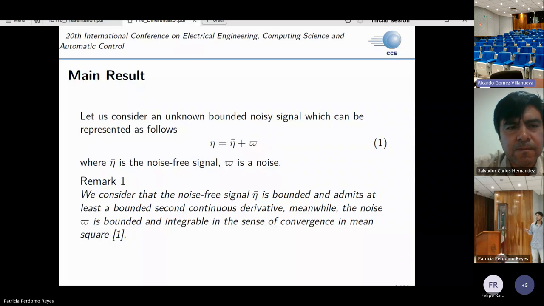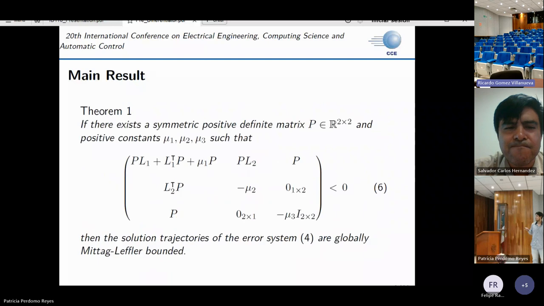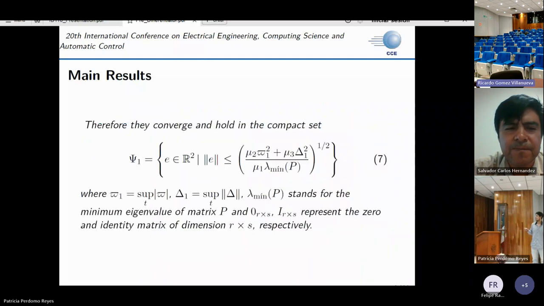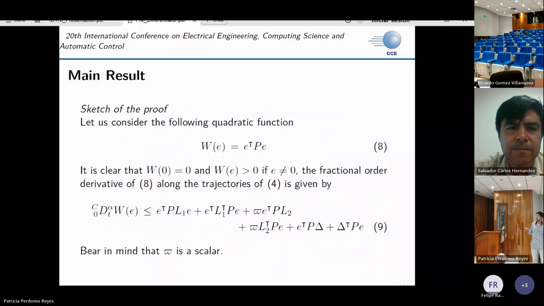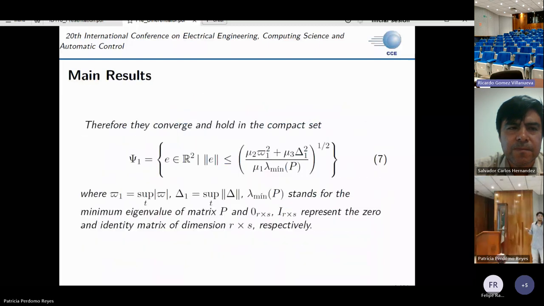No, the value of the bound is not important. We only need that it is bounded, but the value of this bound is not important. Because again, for this compact set, we have a lot of freedom in the constants. Moreover, the matrix P, which is the solution of this LMI, determines the compact set. But it is not necessary to know the value of these bounds.